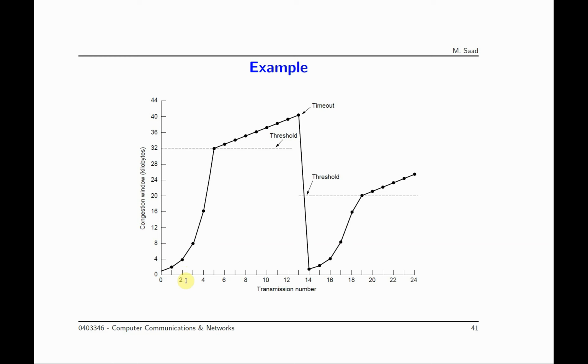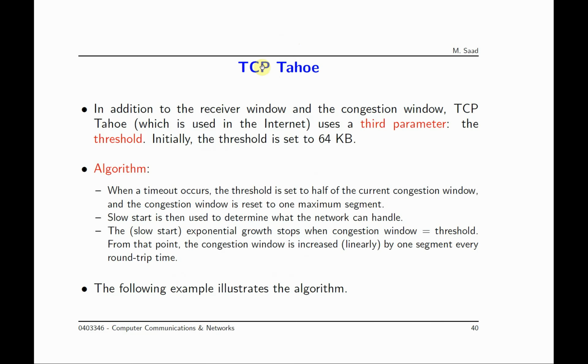But for simplicity, for every transmission as an index, transmission 0, 1, 2, 3, and so on, we need to decide what is the value of the congestion window. So on the y-axis, we specify the value of the congestion window in kilobytes, assuming that we are talking about TCP Tahoe.